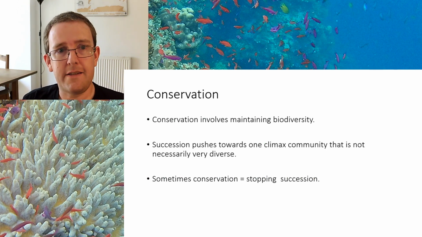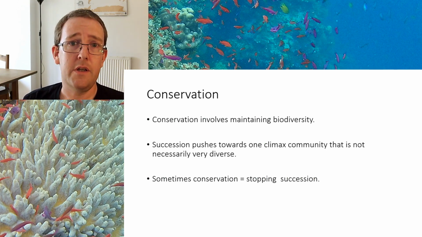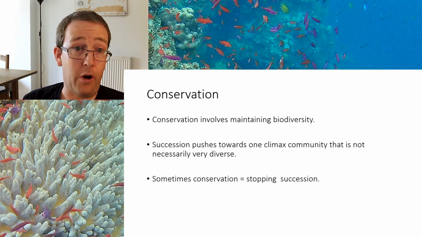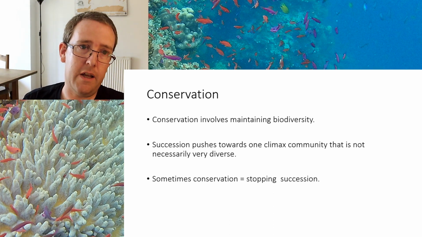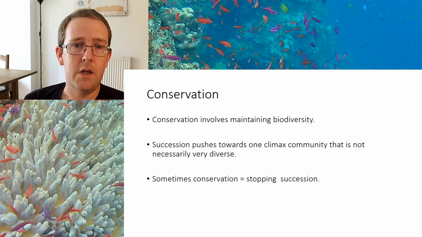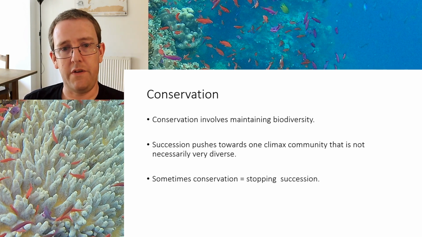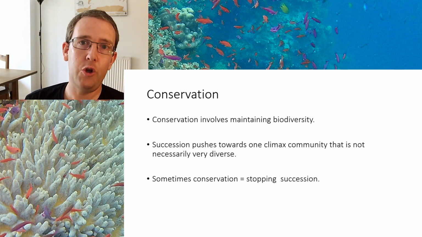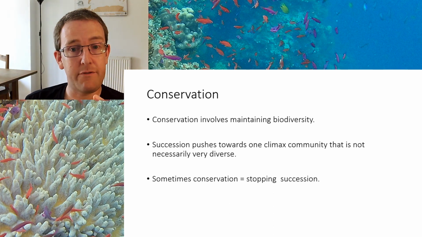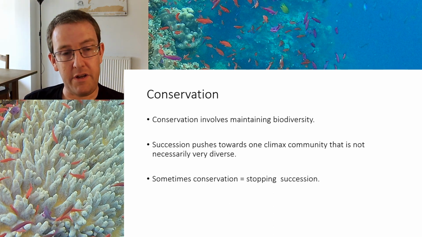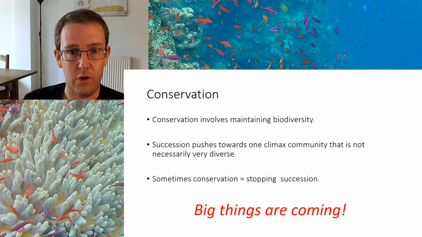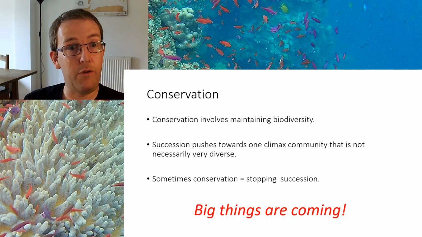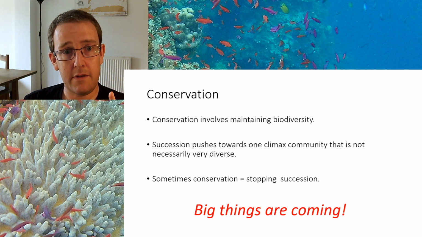Now, the next lesson is on conservation, okay, because conservation involves maintaining biodiversity, as we're going to discuss. If you're in the lesson in the AS level, succession pushes towards one climax community. It's not necessarily very diverse, okay, and sometimes if we want to maintain biodiversity in our very human impacted environment, we actually have to stop succession, and there are different ways to do that, and that's what we're going to talk about next time.